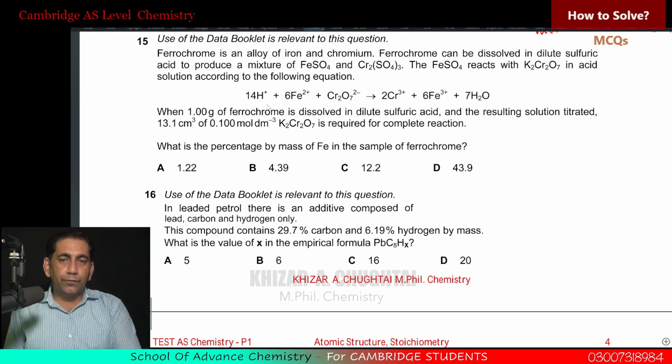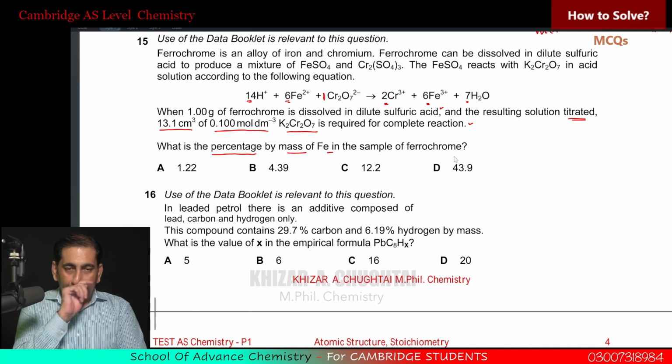So in this equation, 14 mole of H positive ion is going to react with 6 mole of Fe2 positive ion, that is going to react with 1 mole of Cr2O7 to give 2 mole of chromium 3 positive, 6 mole of iron 3 positive and 7 mole of H2O. When 1 gram of ferrochrome is dissolved in dilute sulfuric acid and the resulting solution is titrated, 13 centimeter cube of 0.1 mole per dm cube K2Cr2O7 is required for the complete reaction. What is the percentage by mass of iron in the sample?